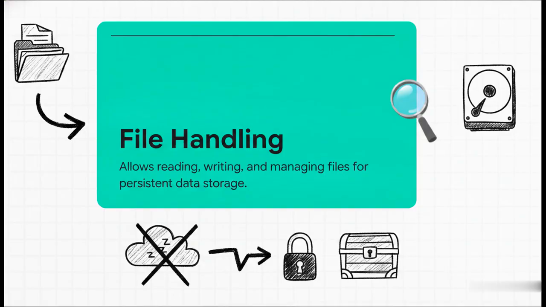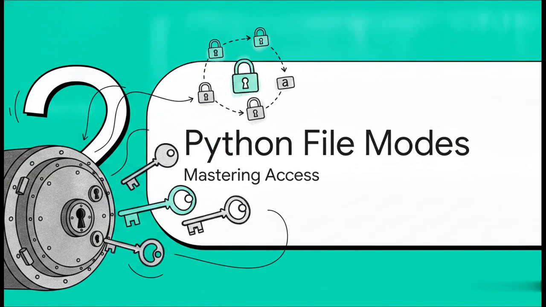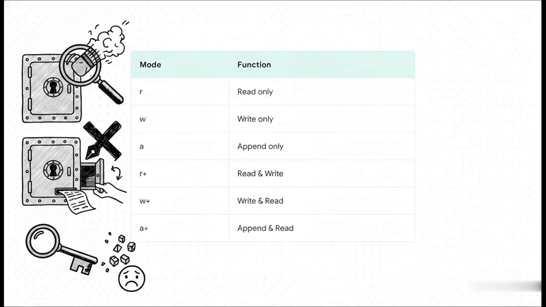Moving on to section 2, mastering Python file modes. To interact with our new data vault, we're going to need the right keys, which Python naturally calls modes. First up, r is for read-only. We can look inside, but we can't touch a thing. Then there's w for write-only. Be careful with this one because it actually clears out the entire vault to put new things in. It completely overwrites any existing data.